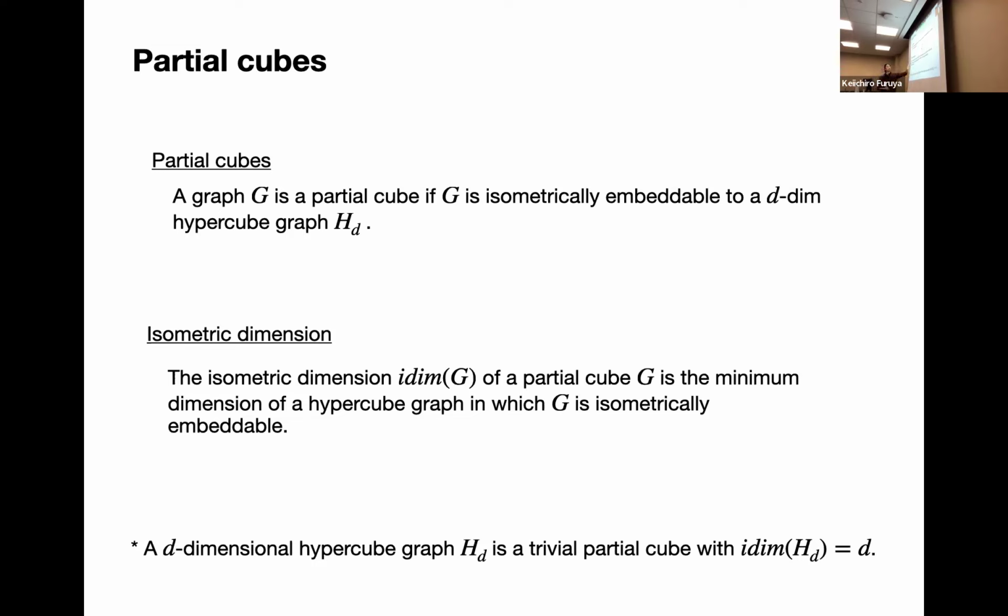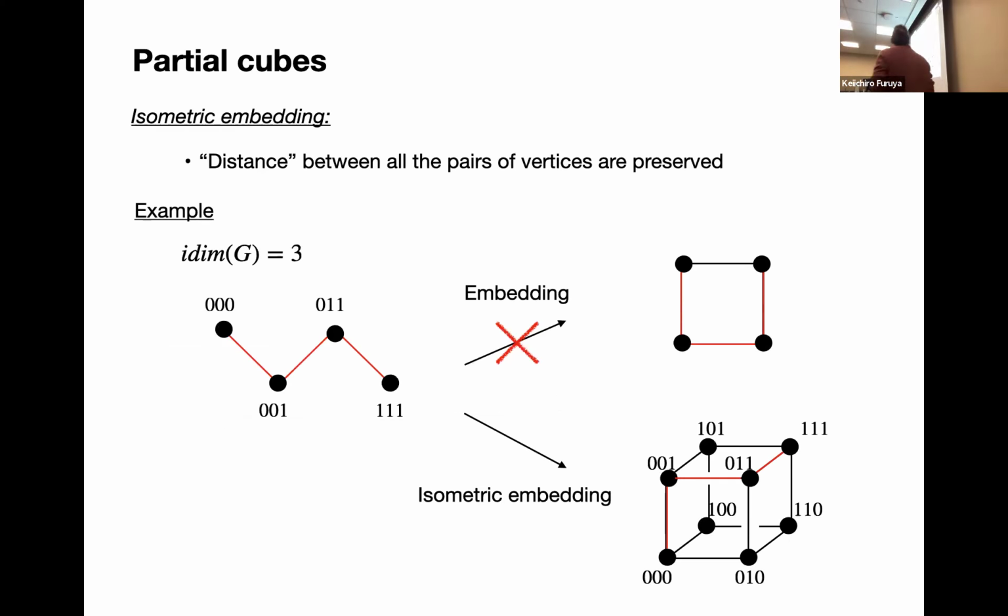And then the isometric dimension is the dimension of the partial cube. It's a special dimension for the partial cube. It is the minimum dimension of the hypercube graph in which G is isometrically embeddable. So this is just a word. Let me give you the picture.